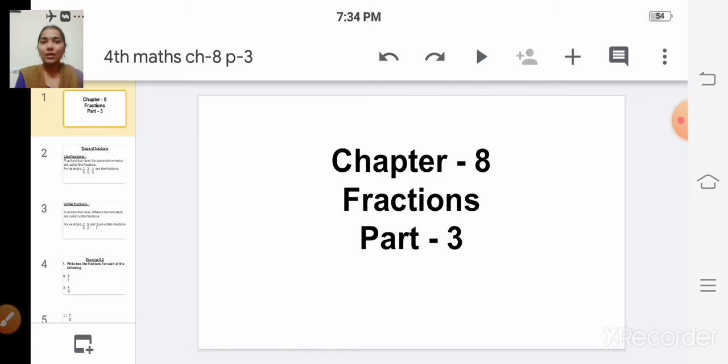Today also we are going to continue with the chapter fractions. Today we are going to learn types of fractions.